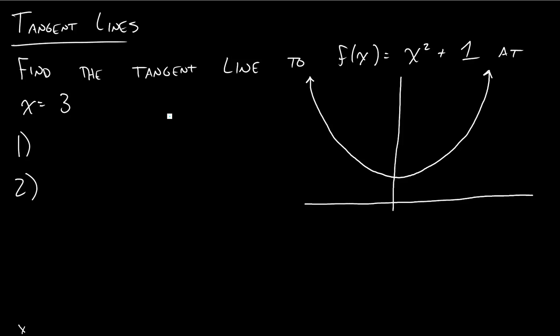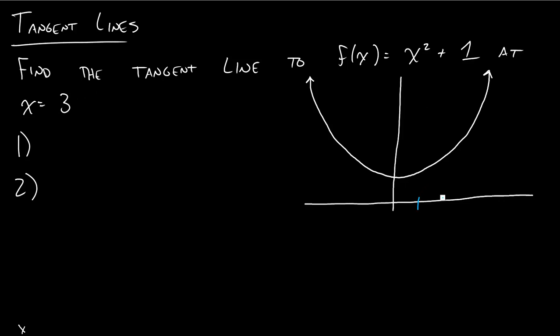So now that they've asked us to figure out how to use these formulas, we can start doing some cool things. They can ask us something like, find the tangent line to f of x equals x squared plus 1 at x equals 3. All right, now what does that really mean? So let's think about our x squared plus 1.